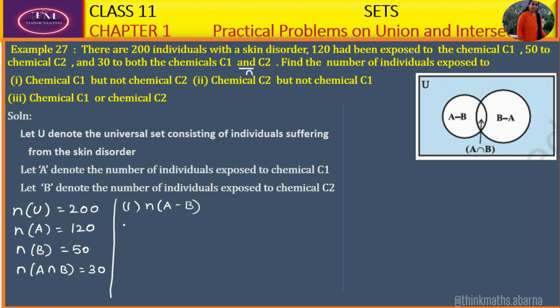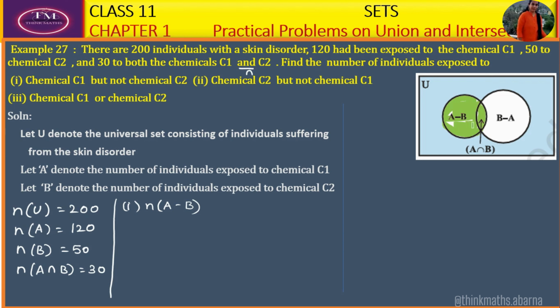So A minus B is nothing but the number of individuals exposed to chemical C1 but not C2. So we have to find out the number of elements in A minus B. So what is A minus B? From the Venn diagram, we can see N of A. What is N of A? The number of elements in A is A minus B plus A intersection B. So if you add both, you will get the number of elements in A.